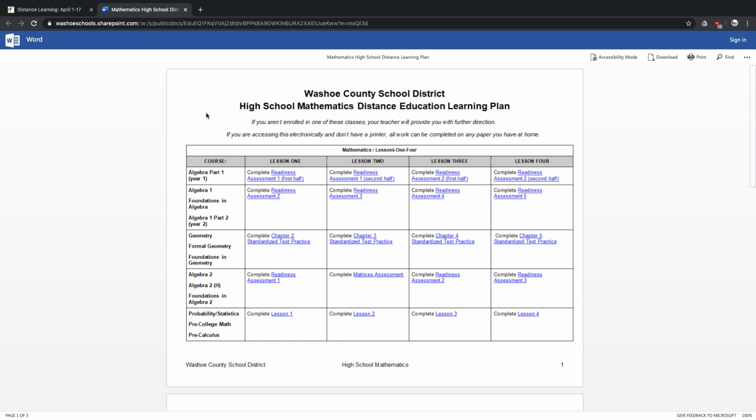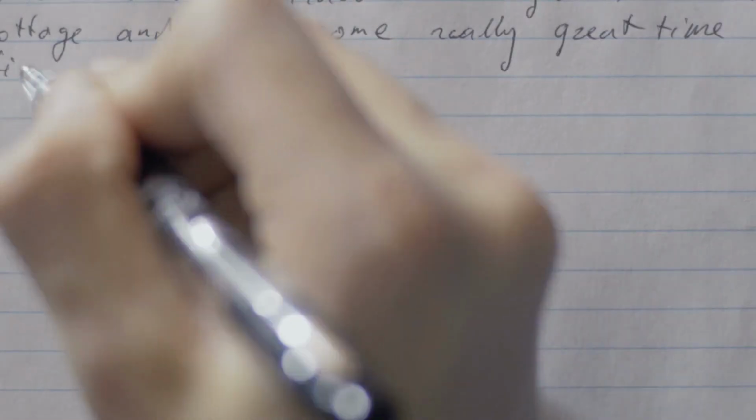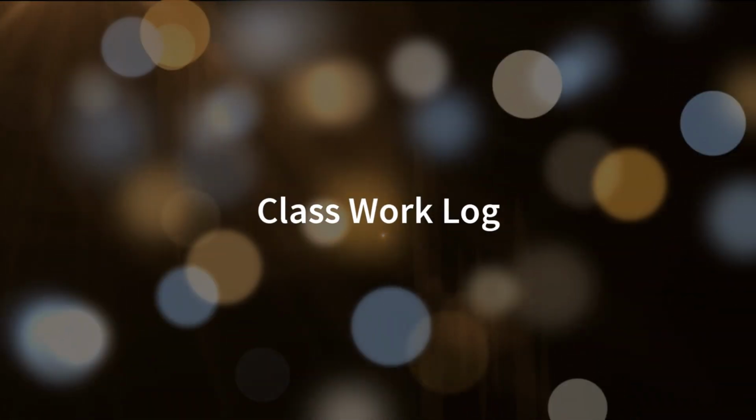Keep in mind that all documents can be downloaded and saved to your computer by clicking on the Download button, or you can choose to print them if you want a hard copy. If you do not have access to a printer, you can complete your work on any paper you have available at home. Class Work Log.